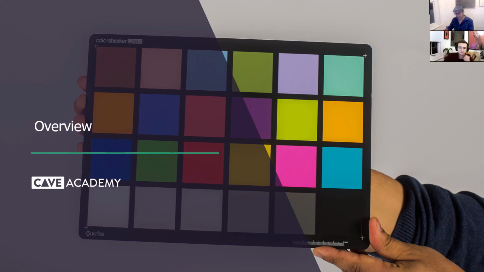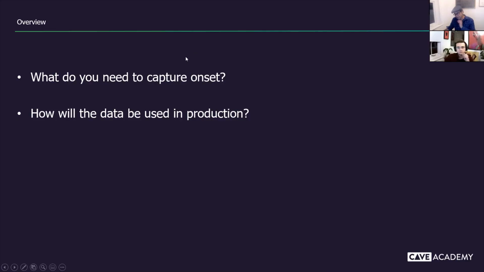Cool. So we're going to jump in. The aim of this session is mainly to cover these two things. So what do you need to capture on set, and how will the data be used in production?